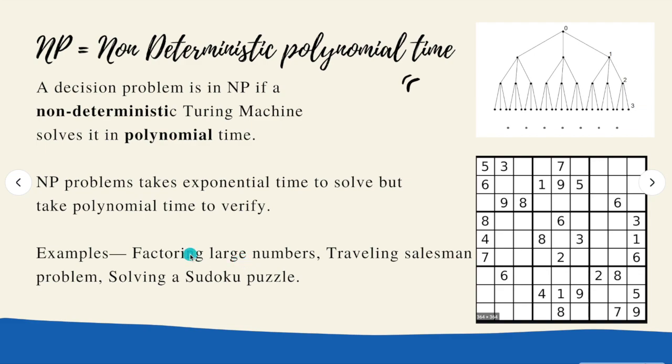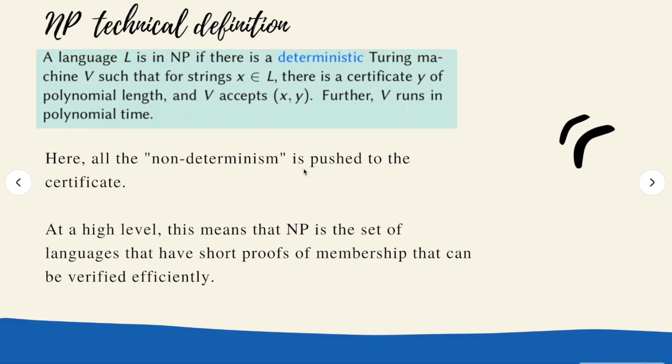And the examples of NP would be factoring large numbers. Know that this is often the basis of cryptography. The fact that we cannot quickly factorize, in fact, get the prime factorization of a very large number, is often used as a building block to cryptographic algorithms. And we have the traveling salesman problem, and solving a Sudoku puzzle is also known to be in NP. And this is the technical definition of NP.